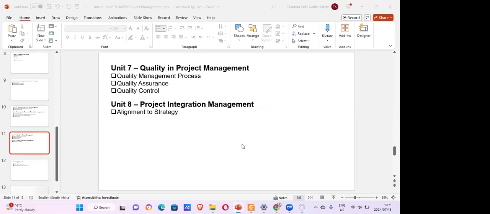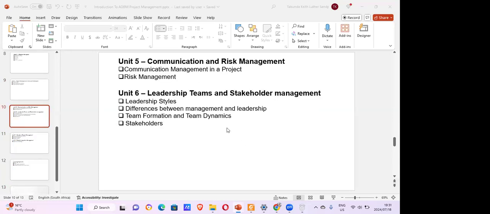All right. Then we look at communication and risk management. So communication is very important. If there is miscommunication of any sort, it means the project that you are doing or the things that you want to produce are going to be affected. So we look at communication in project, and then we look at how we manage any uncertainties that will come up in those projects under risk management, right?